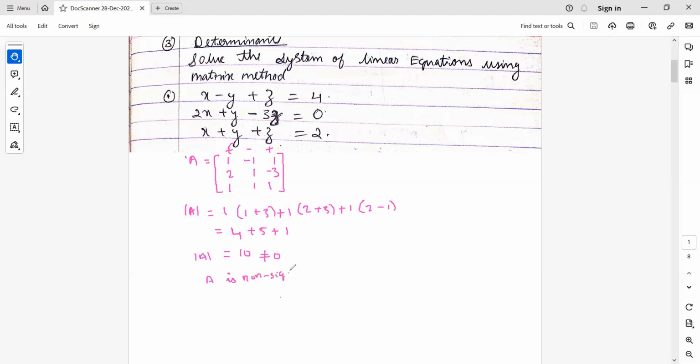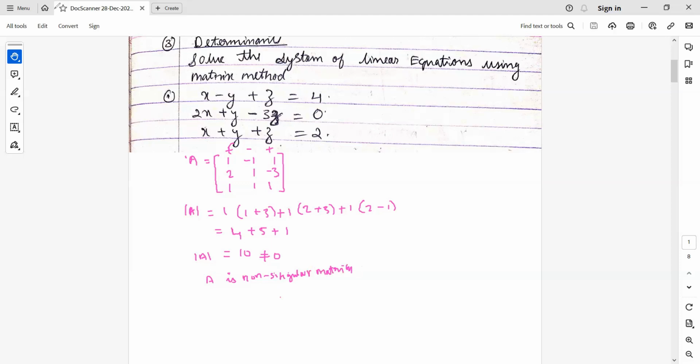While discussing the types of matrices, we discussed singular and non-singular. If the determinant is equal to 0, then it will be singular, and if it is not equal to 0, then it is a non-singular matrix. So we have found out the determinant of A.